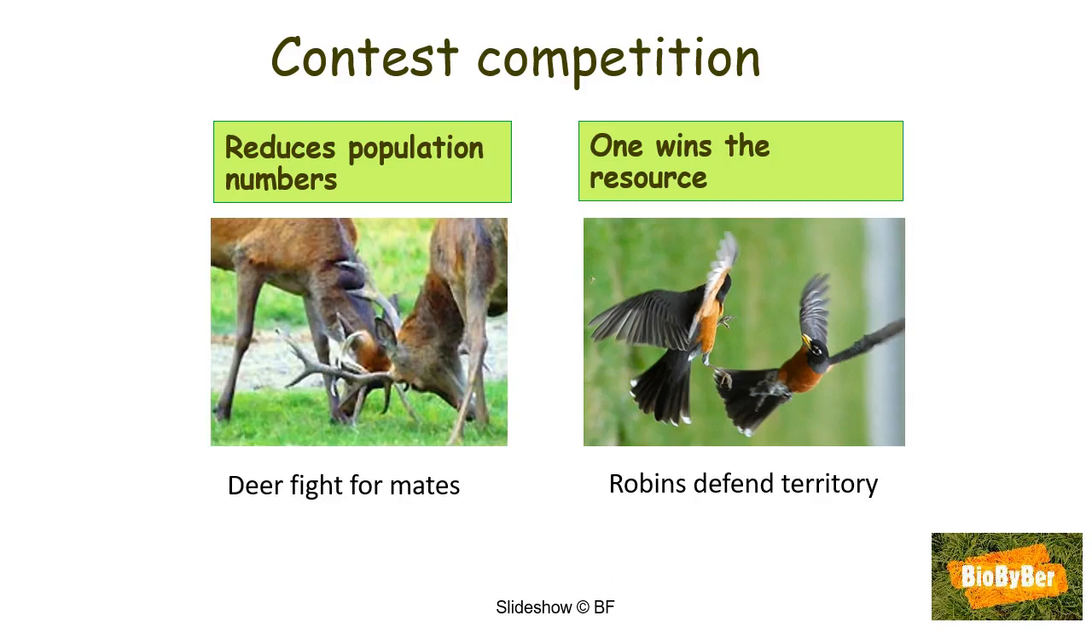Scramble competition tends to reduce the numbers in a population. A good example of contest competition is the way in which animals, like our deer here, or our friends the robins, would defend an area or a territory. By displaying such behaviour, only the fittest animals are left to reproduce. This helps to improve the species. However, contest competition in general reduces population resources because only one will win the resource and the other will lose out.